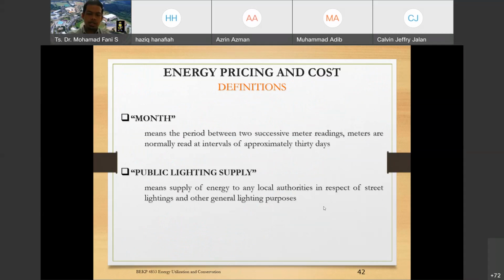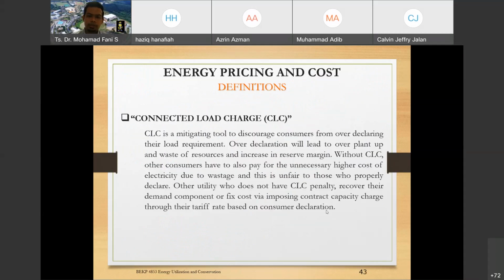So definition, public lighting, okay, you can read by your own. This one is the CLC. CLC refers to the over declaration will lead to over plant and waste. So the first mitigation tool to discourage the consumer from over declaring their load requirement. So this one is related to the load, the power one.